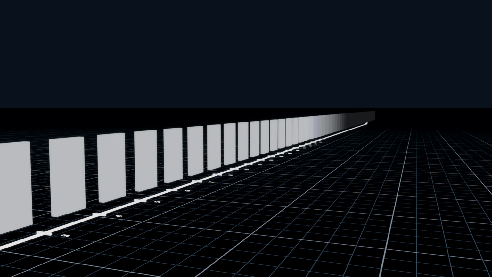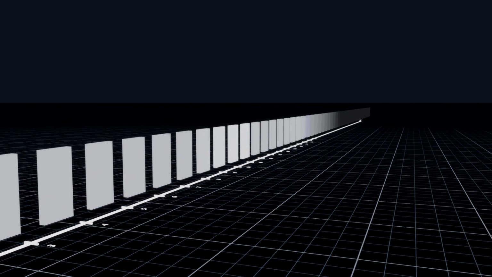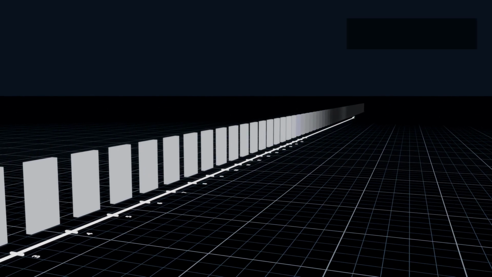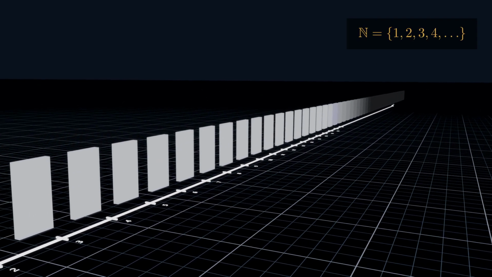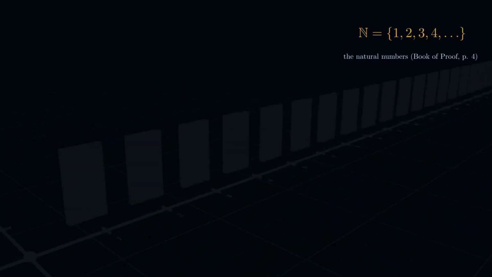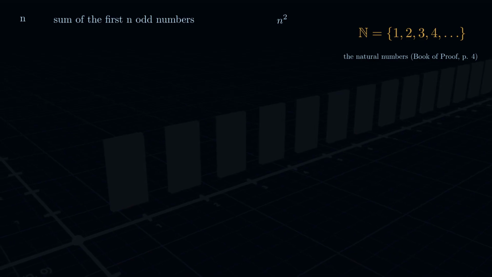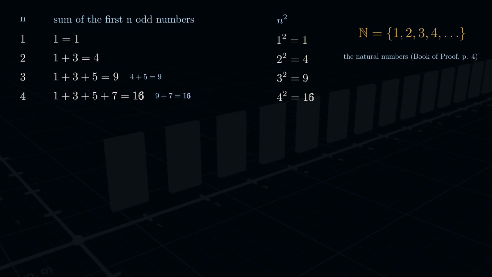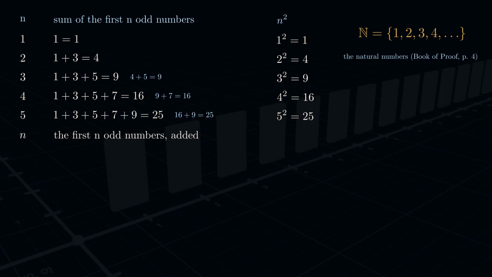The numbers we are feeding in are 1, 2, 3, 4, and so on without end. Your book calls them the natural numbers and writes them with a hollow capital N. For each natural number n, there is one line of our table. Line 1 says 1 equals 1 squared. Line 2 says 1 plus 3 equals 2 squared. Line n says the sum of the first n odd numbers equals n squared.